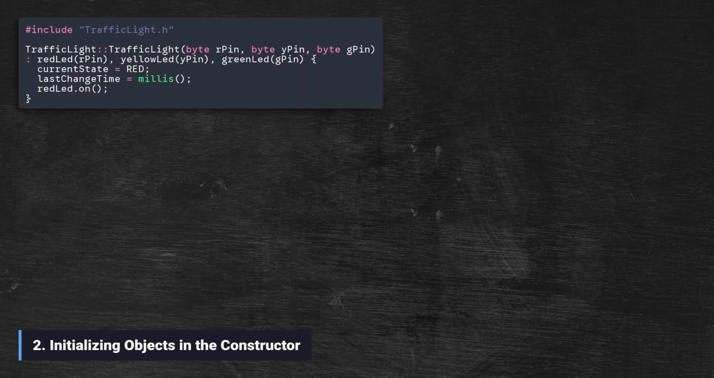In the CPP file, we use the member initializer list to set up our LED objects. Because the LED class requires a pin in its constructor, we must pass the R pin, Y pin, and G pin here. We also set the initial state to red and capture the starting time using millis.